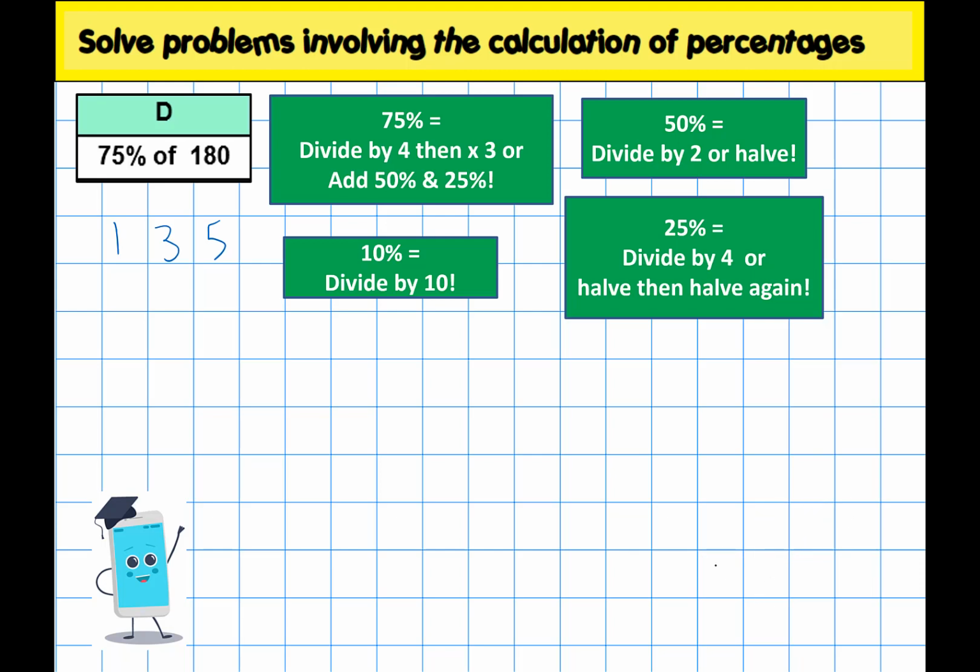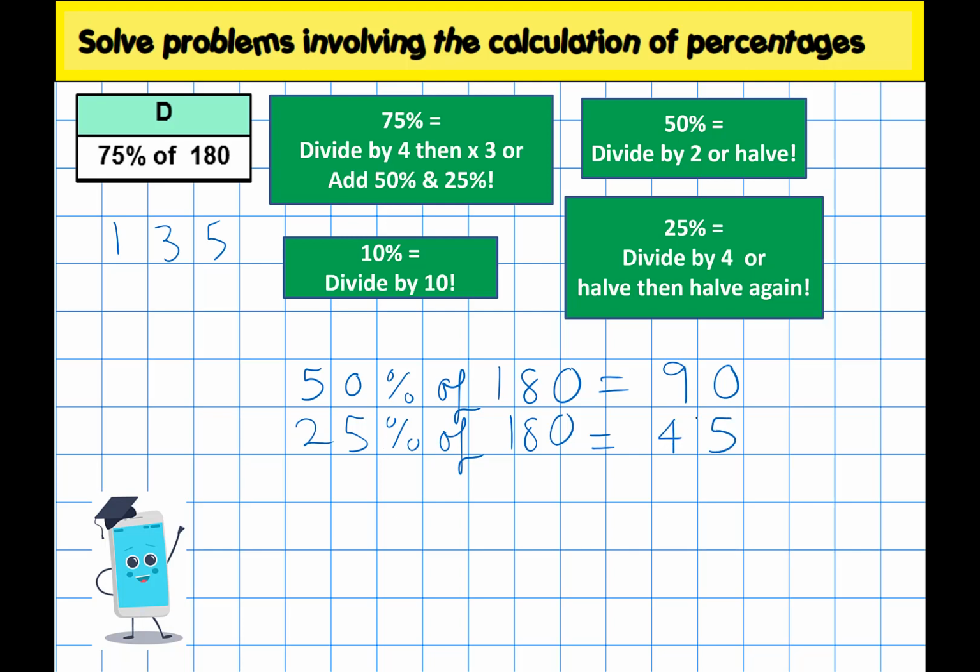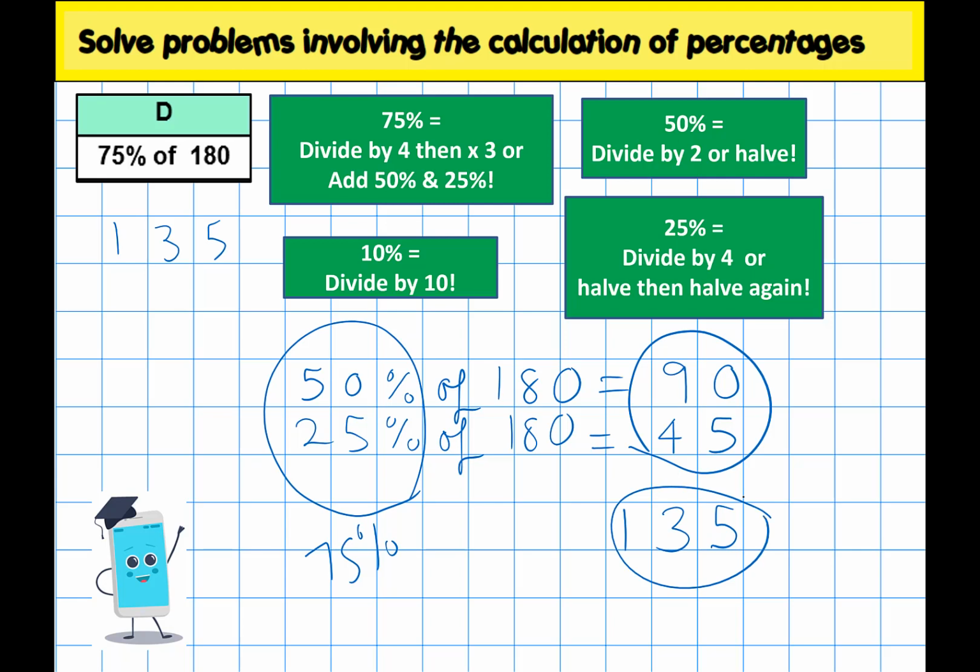Let's find 50%. 50% of 180, well, I'm just halving it, so it's 90. And 25% of 180 is just half of my 50%. So I can divide 180 by 4, or I can just halve my 90, which is 45. And then these add up to 75%. So these will add up to my answer. 0 and 5 is 5. 9 and 4 is 13. It's the same answer.